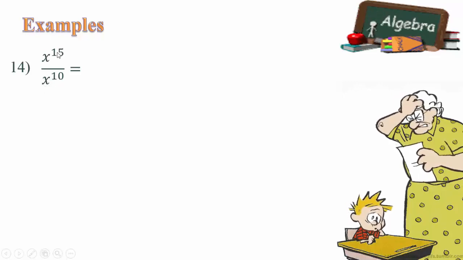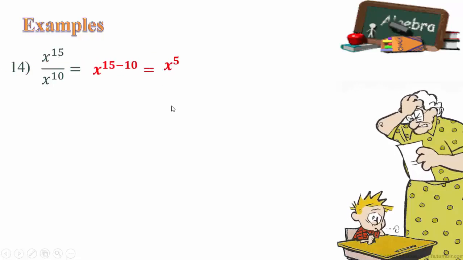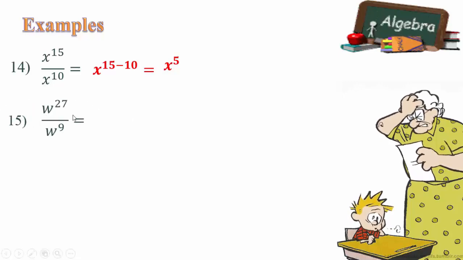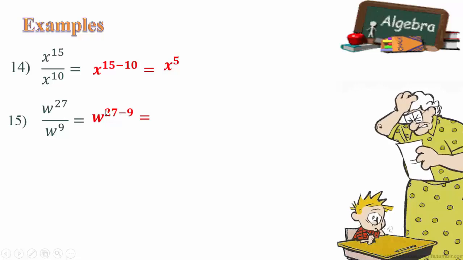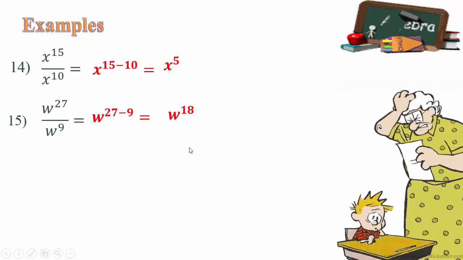So that means we can subtract 15 minus 10, and that will give us x to the 5th. In example number 15, we have w to the 27th over w to the 9th. That means we subtract the exponents, 27 minus 9, in order to get w to the 18th.